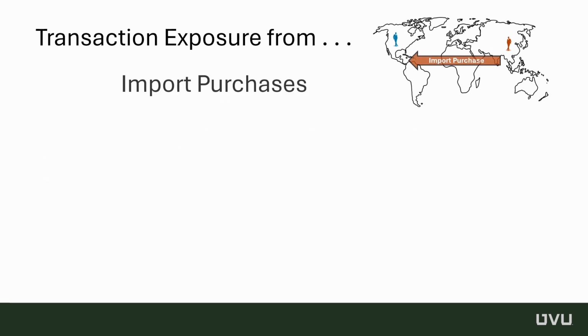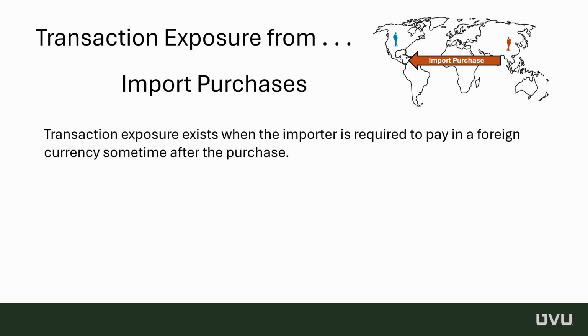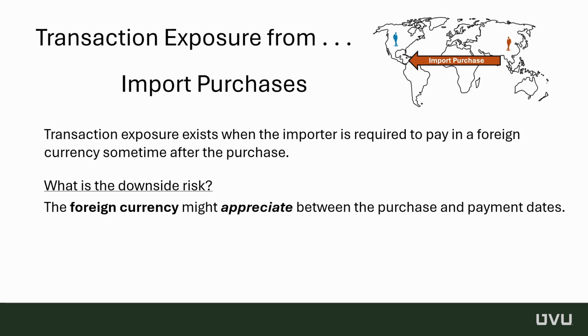What happens when we commit to import purchases? We've got transaction exposure when we, the importer, are required to pay our international suppliers with the foreign currency. And what is it we're worried about? Maybe hit the pause button real quick. See if you can articulate this out loud. What is the downside risk? We are specifically worried that the foreign currency might appreciate in value between the purchase and payment dates. Potentially, it may take even more US dollars converted into a foreign currency to settle that obligation.